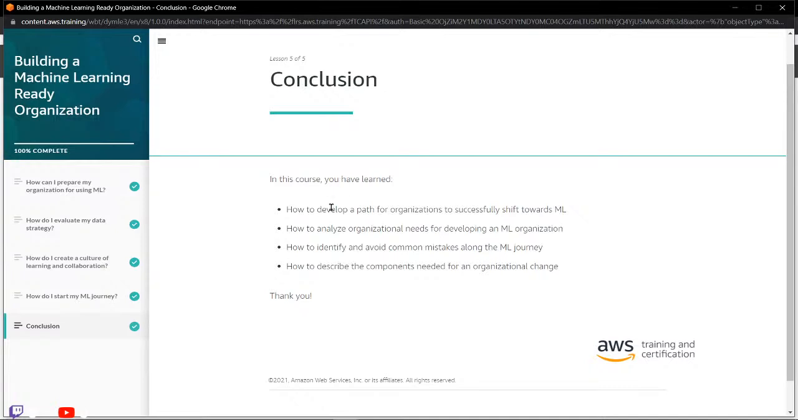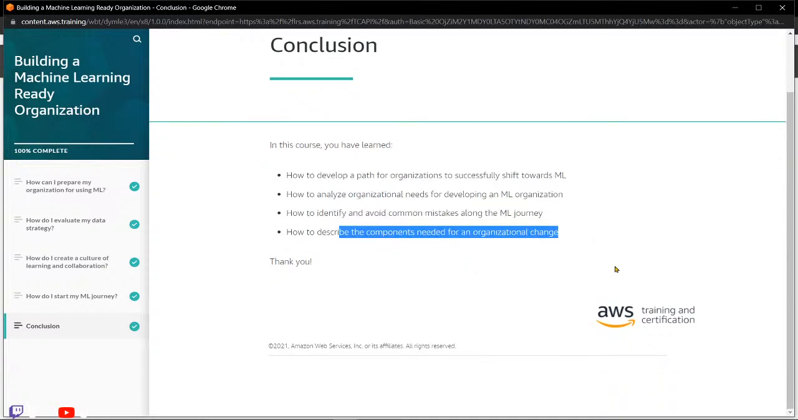In this course, how to develop a path for an organization to succeed with ML, how to analyze organizational needs for developing an ML organization, how to identify and avoid common mistakes along the journey, how to describe the components needed for organizational change.